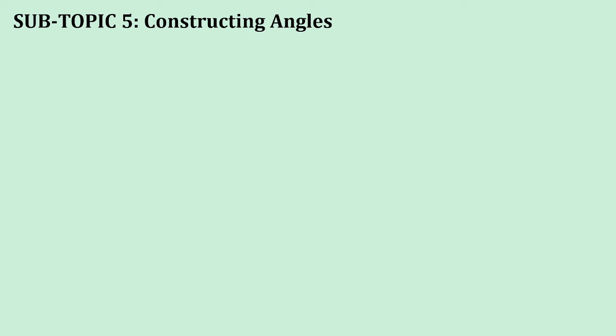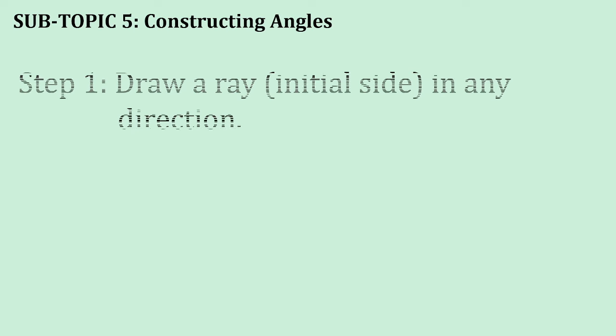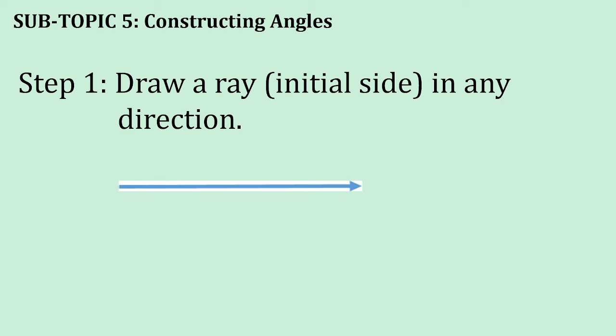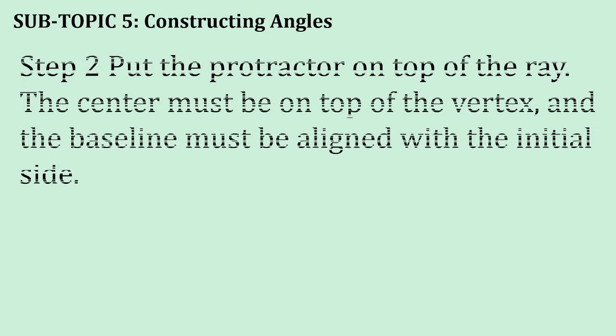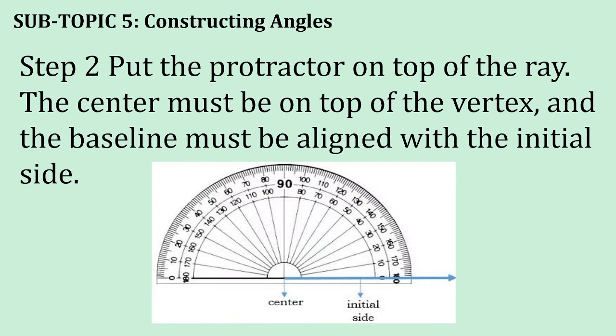Subtopic 5. Constructing angles. Step 1. Draw a ray or initial side in any direction. Step 2. Put the protractor on top of the ray. The center must be on top of the vertex and the baseline must be aligned with the initial side.